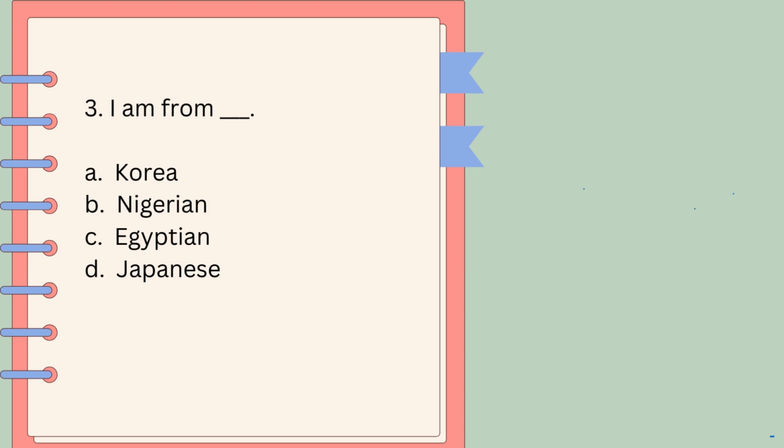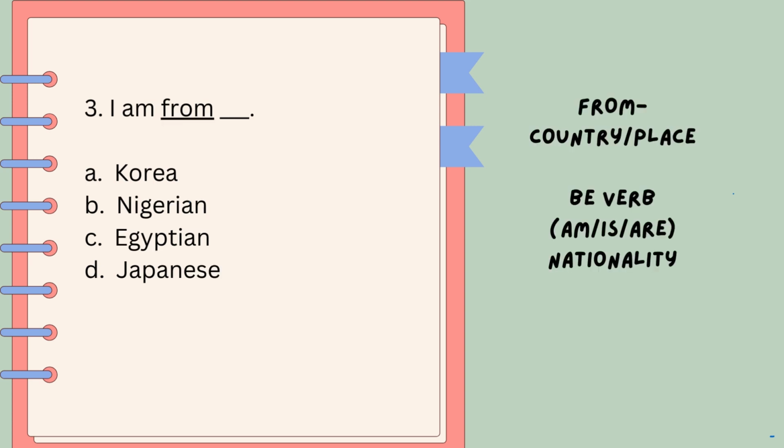And question number 3, I am from blank. Let's underline the from. If you see a from in a sentence, it means that you need a location. It can be a name of a place like town, city, or country, whatever it is. But if you just see a be verb, it has to be a nationality. So Korea is a country, and Nigerian is nationality, Egyptian is nationality, and Japanese is nationality. You need a country, so the answer is Korea. I am from Korea. I am Korean.